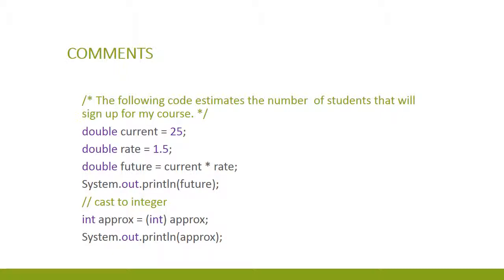Comments. The following code estimates the number of students that will sign up for my course. Look at the example. Double count 25, double rate 1.5, double future equals count multiply rate. System.out.println variable future. Another comment, cast to integer. Integer approx equals approx. System.out.println approx.